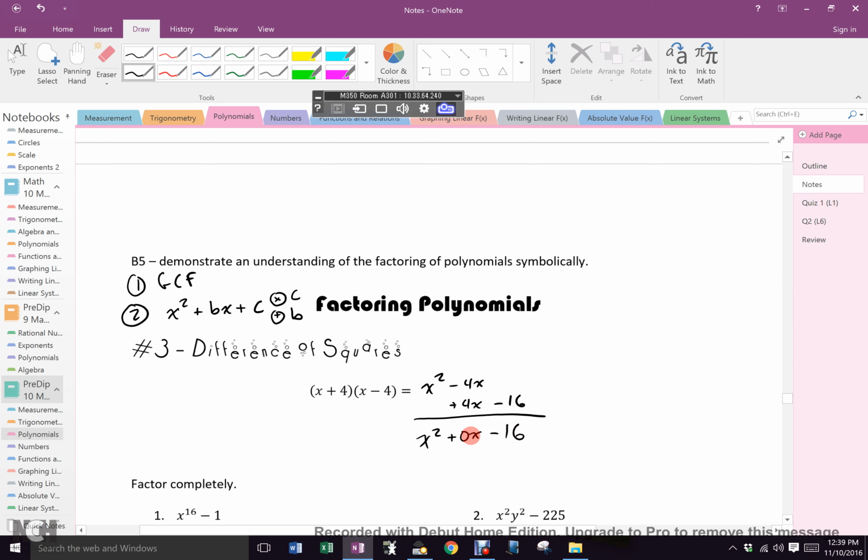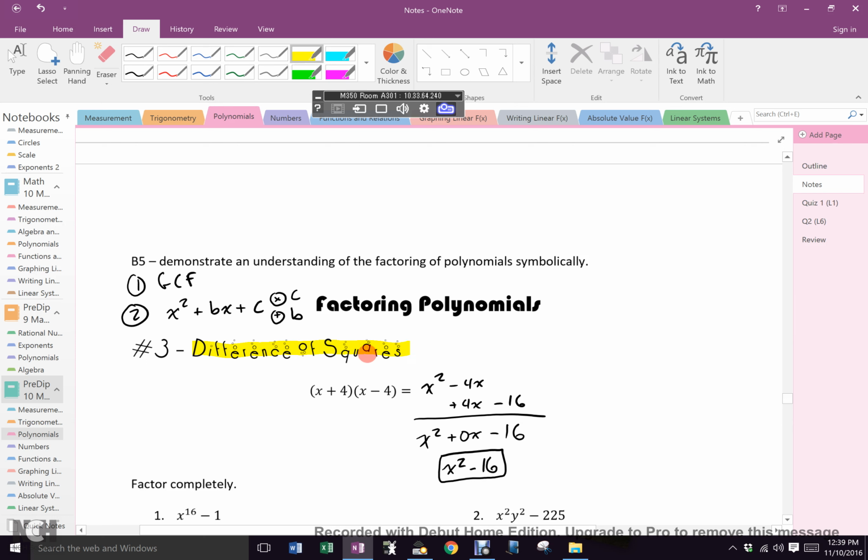Would we ever write that in math class? No. Of course not, because we don't write 0. So what do we actually write? X squared minus 16. Have a look at that. Have a look at the title of this kind of factoring and put that together in your brain.